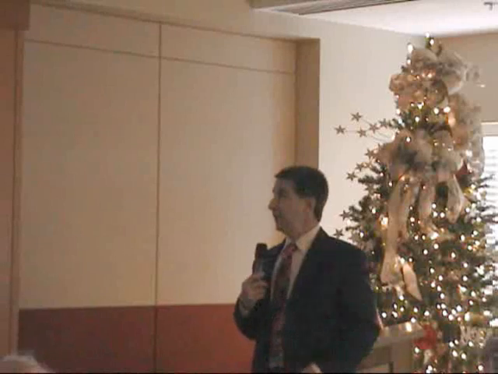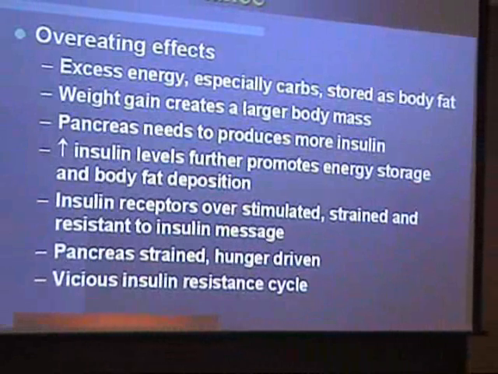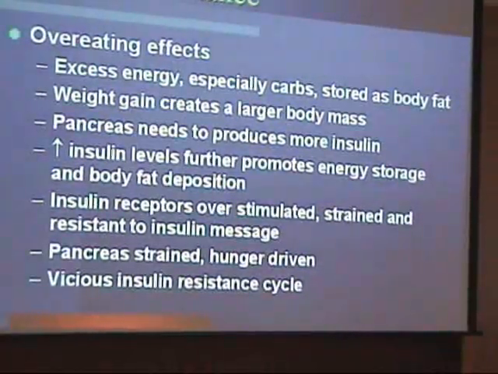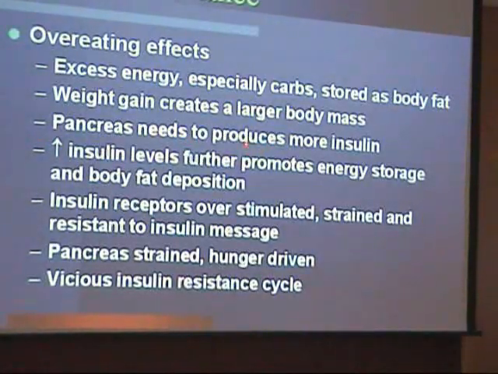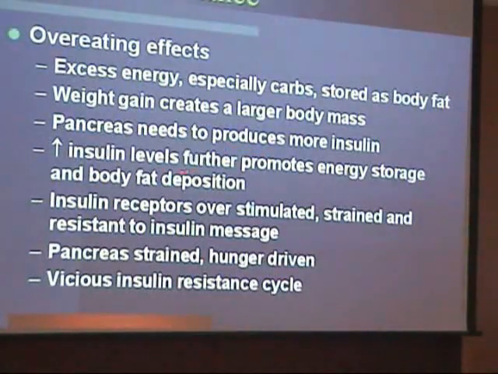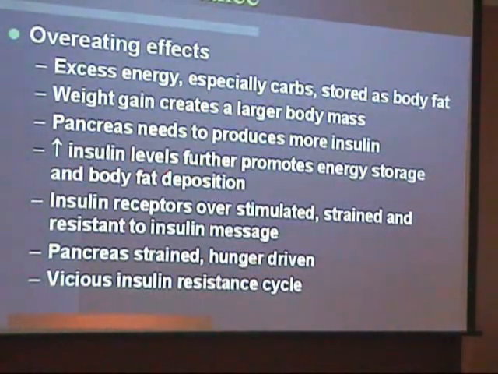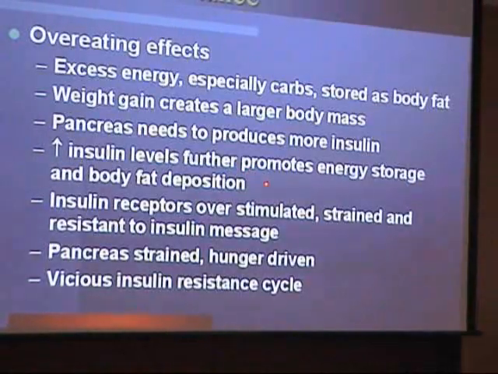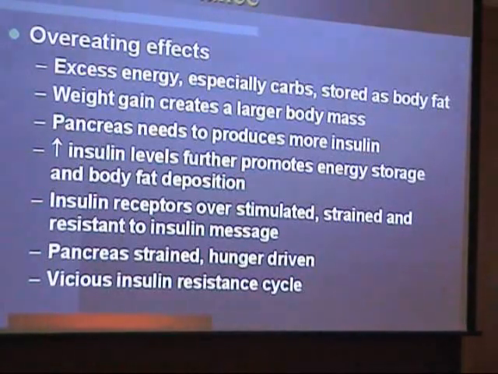So now we start overeating. What happens? When we eat, especially the carbs, create this overload of energy, and we store it as body fat. And so as our body fat builds up, we gain weight. As a result, the pancreas now needs to pump out more insulin to keep up with the excess weight that we're now starting to gain. And then there's more insulin level, and again, the more insulin there is, the more the message is to store energy, so we continue to lay down body fat, and our body mass continues to enlarge.